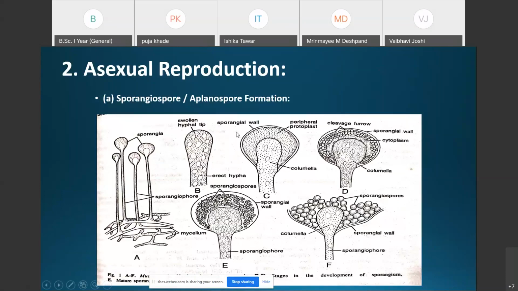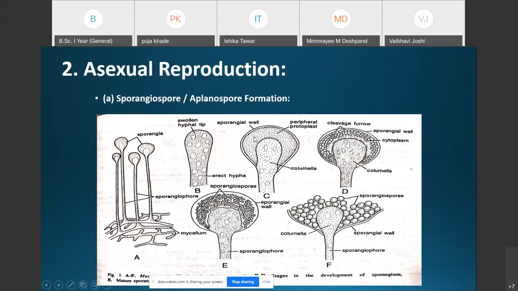Here you can see this region gets differentiated into the outer region. The outer region has abundant cytoplasm, filled with dense cytoplasm and a large number of nuclei, and that particular region is called the spore plasm. The central cylindrical portion is a sterile portion because it does not have any nuclei.